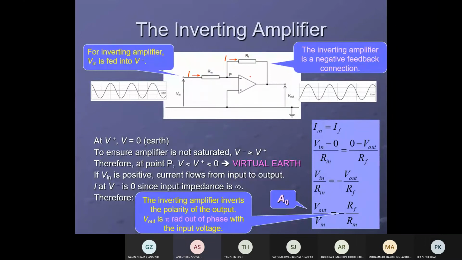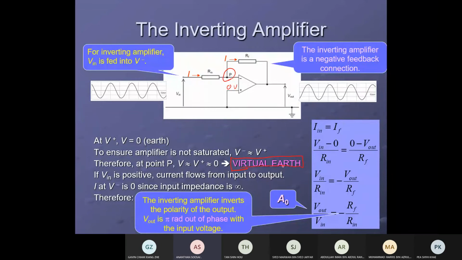Okay, now another one. The positive we know is 0 volt. The point P there has a special name. We call point P virtual earth.